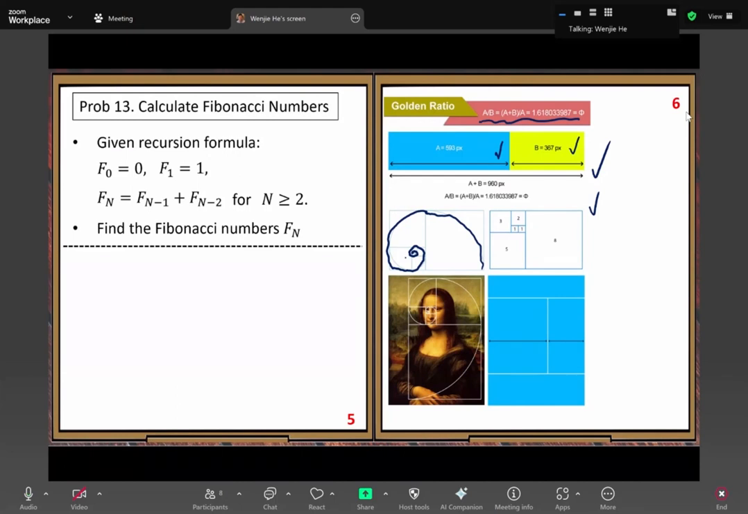Yeah. And some people relate this to painting, because some people argue that if you do the painting following the relationship corresponding to these Fibonacci numbers, then the painting looks beautiful. Some arguments like that.